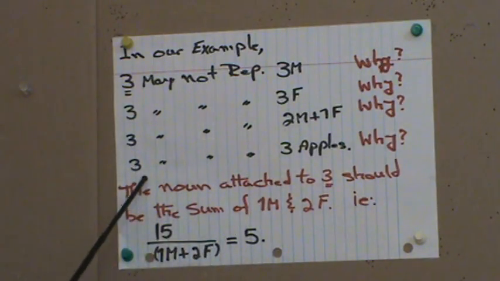So we know that 3 cannot represent apple. That is a joke. So it looks like the only one left that can solve our problem is that 3 should represent 1 male and 2 female. Because when we multiply by 5, the quotient, we get 5 male, and 5 times 2, which is 10 female. So we get the ratio of the population of the club to be 5 to 10, which is the same as 1 to 2.